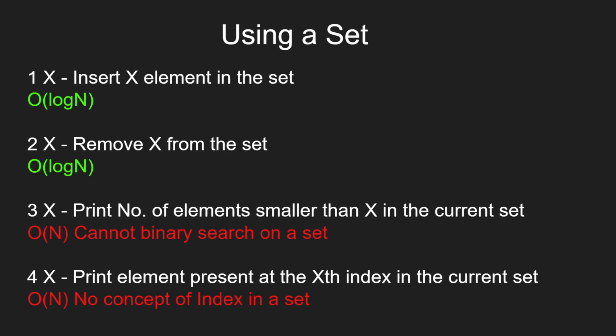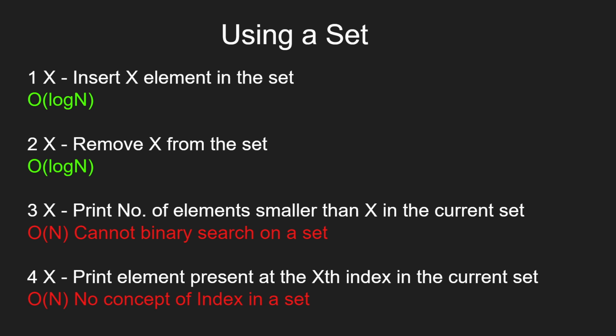Right. Now let's talk about the third query. How do we print the number of elements smaller than x in the current set? Again, you cannot do a binary search on a set, right? There is no concept of an index inside a set. So you can never do a binary search on it. In order to find out the number of elements smaller than x, you will essentially have to iterate from the start to the end, and whenever you find an element that is greater than x, you break out of the for loop. But doing that naively would take order of n time. It is order of n even if you try to do it efficiently on a set. There is no way to do it efficiently, right?